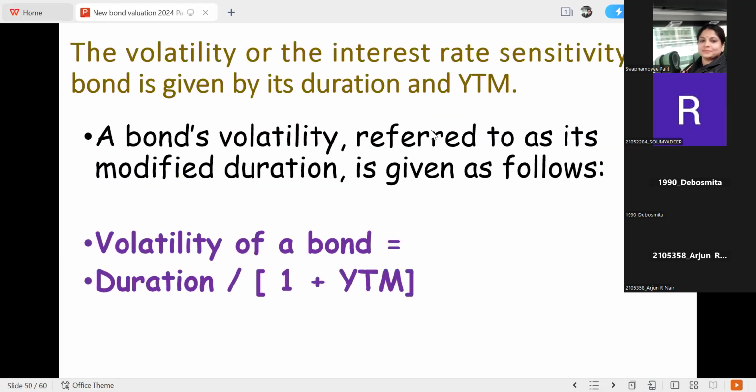Another term we are going to calculate is the volatility, or the interest rate sensitivity of the bond, which is given by the duration of the bond and its yield to maturity. So this will be the formula for volatility. For every bond, suppose you are given different bonds, we are going to calculate the duration of the bond and then the volatility. That means which bond is riskier than the other. This is what we are going to calculate now.